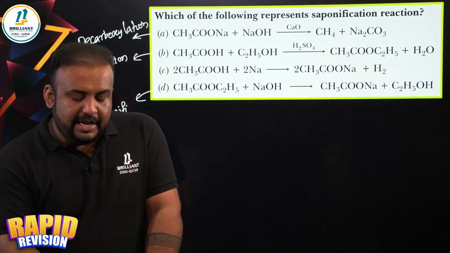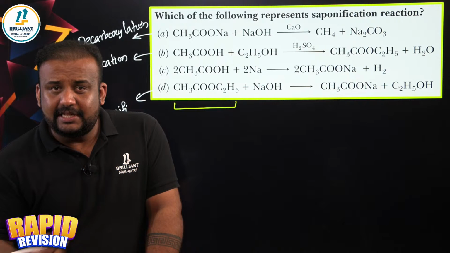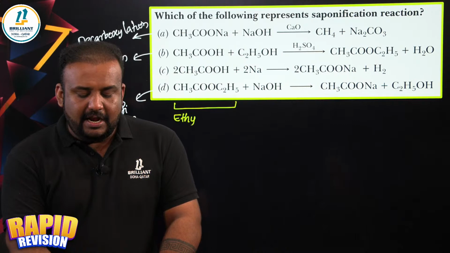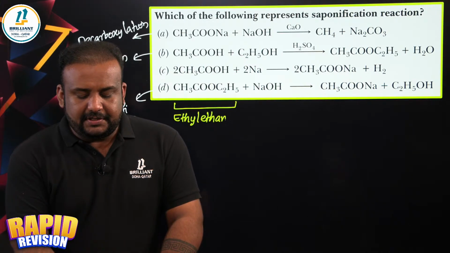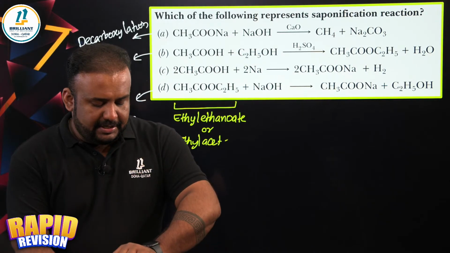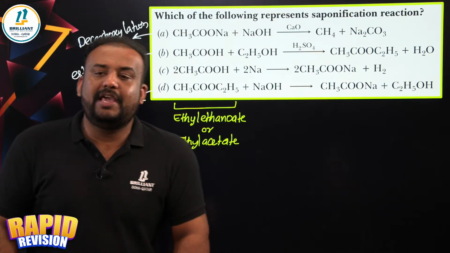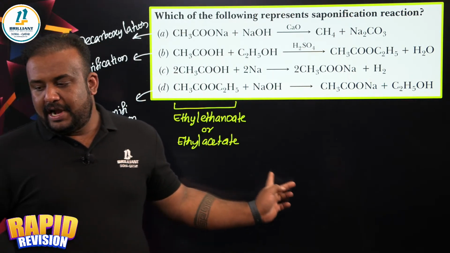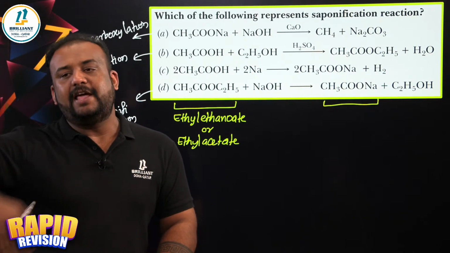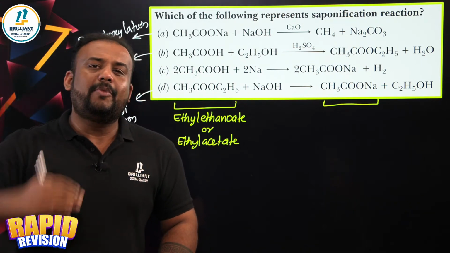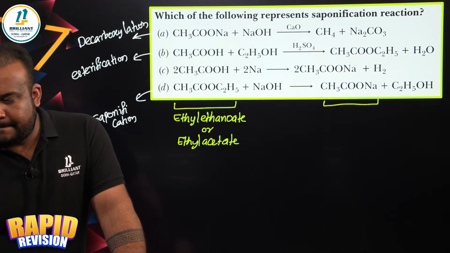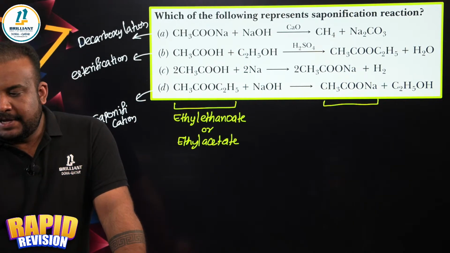What are we doing here? Here we are taking an ester. Which ester is this? CH3COOC2H5. Which ester is that? It is ethyl ethanoate, or ethyl acetate. This is an ester and you are adding NaOH. You can add even KOH also. The only difference is instead of getting a sodium salt, you are going to get a potassium salt. That's it. Is that clear to everyone? Is it clear?